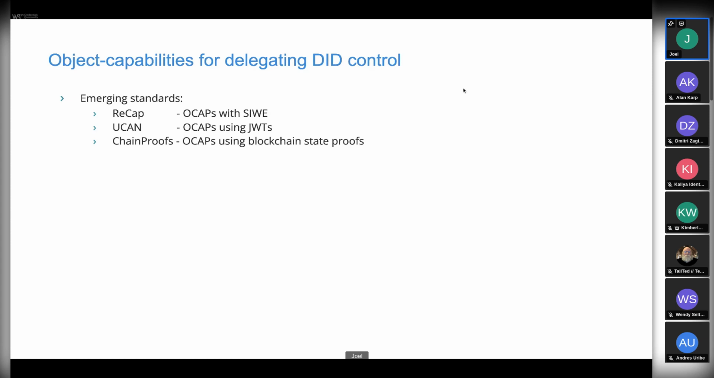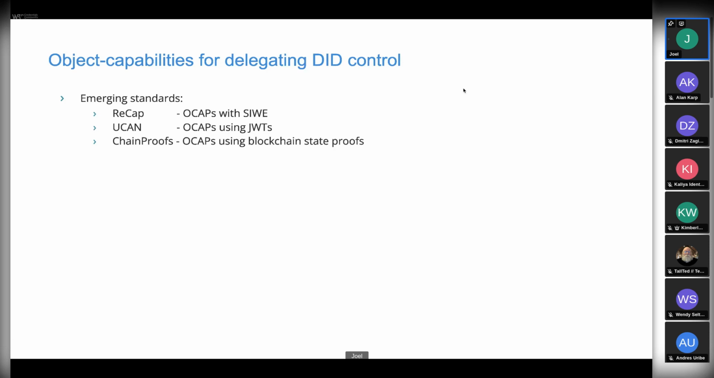UCAN is an emerging standard in the IPFS community, and it's being used by a number of different projects. And this is based on JWTs. We've actually been working closely with the Spruce team and the Fission team, who are responsible for ReCap and UCAN respectively, to align the format for the ReCap and UCAN capabilities. So we can represent them in a very similar way and have interoperability between these two.